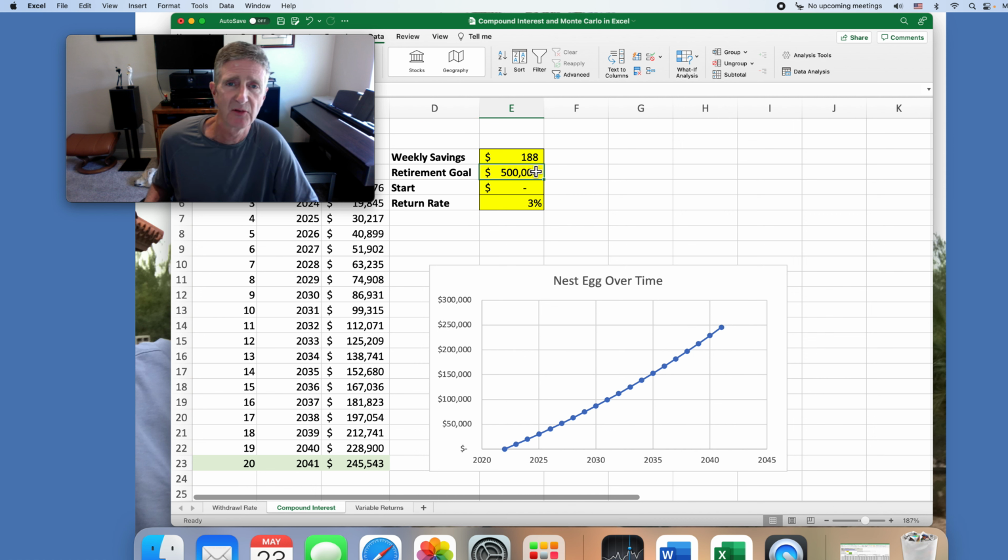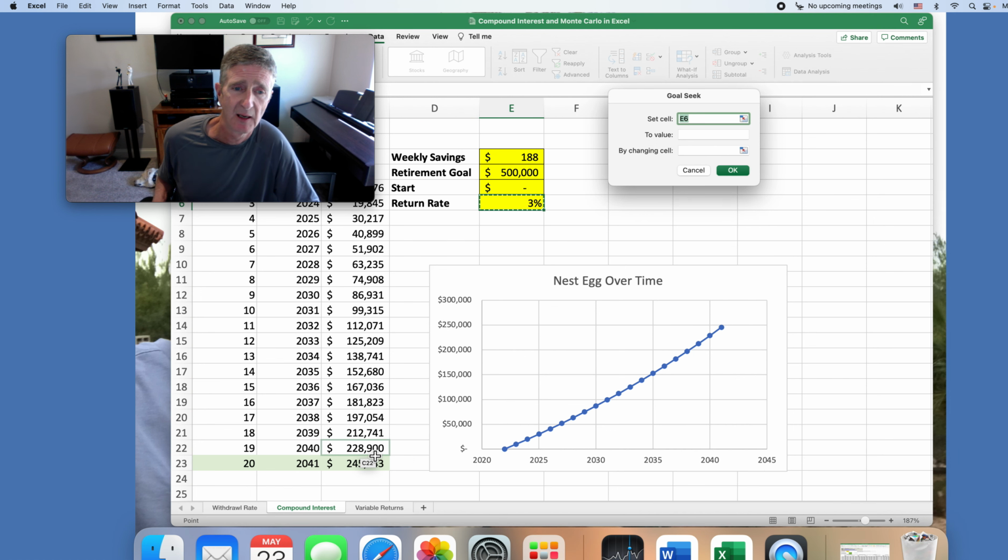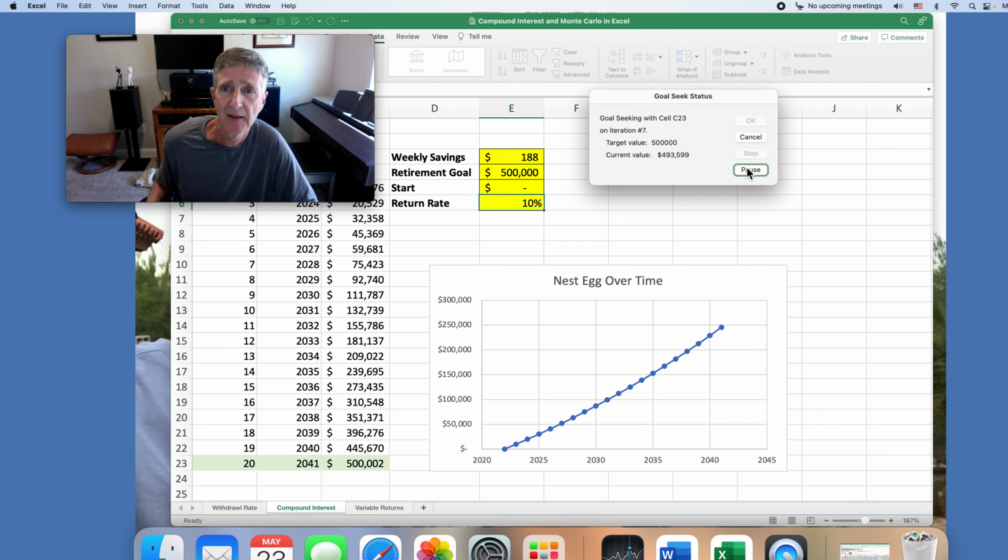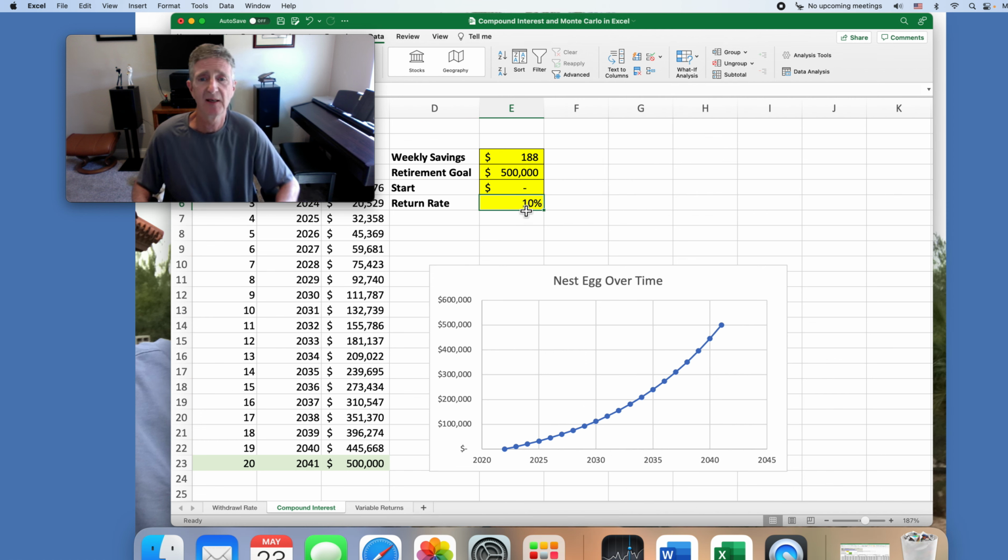So, okay, the question is, I have 188 a week. My goal is 500,000. What return rate do I need? Right now, with a random 3% that was already in the cell, I can get 245,000 after 20 years. So a cool way to do this in Excel is the What-If function. I say I want the 20-year future value to be equal to 500,000, and I want to change my interest rate, and I click OK, and it says I need a 10% interest rate.